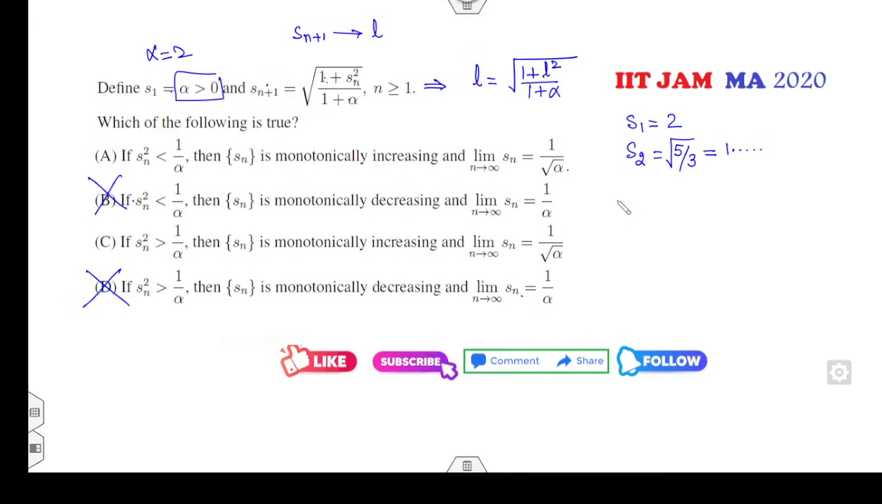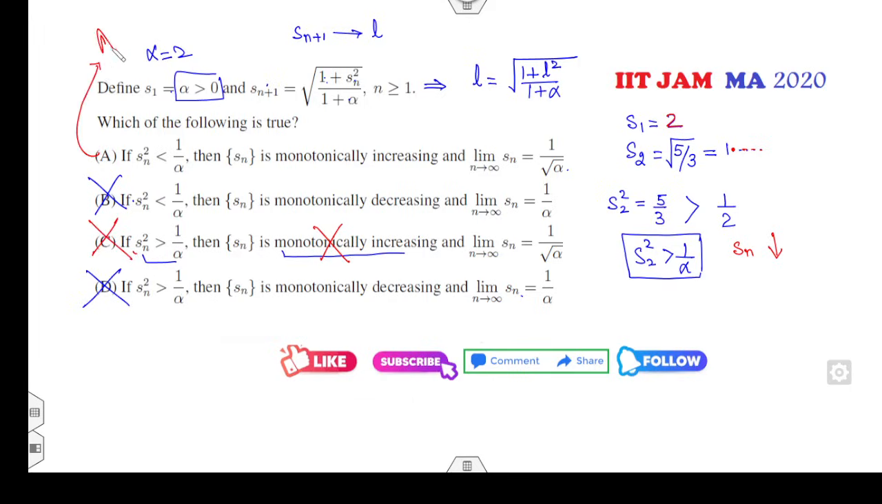Which of the following conditions is satisfied? I take S2. What is S2 square? 5 over 3. Is it greater than 1 over alpha? What is 1 over alpha? 1 over 2. Clearly, S2 square is greater than 1 over alpha. Now whenever this condition is satisfied, is S_n monotonically increasing? You can see the first number is 2. The next number will be 1 point something. That means S_n is monotonically decreasing. But he said increasing. This option is also cancelled. The only option left behind is A, which is the right answer of the problem.